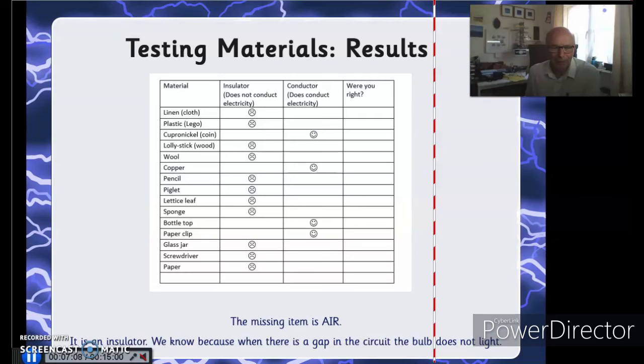And then finally, the missing item was air, which is an insulator. And we know this because when there is a gap in the circuit, the bulb does not light.